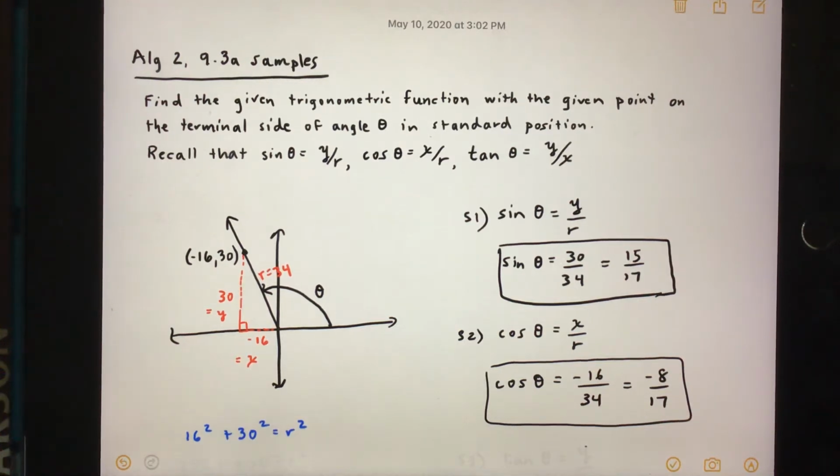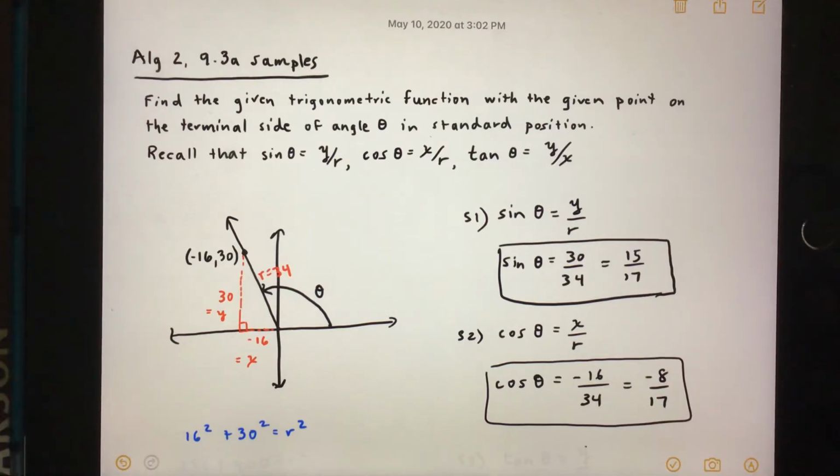Hello, Algebra 2. Let's take a look at our 9.3a samples, where we're going to find the given trigonometric function with the given point on the terminal side of angle theta in standard position. And we're going to remember our general way of figuring out the values for each of our trig functions based on our points, where we have x's and y's and r's established. We can say that sine of theta is y over r, cosine of theta is x over r, and tangent of theta is y over x.